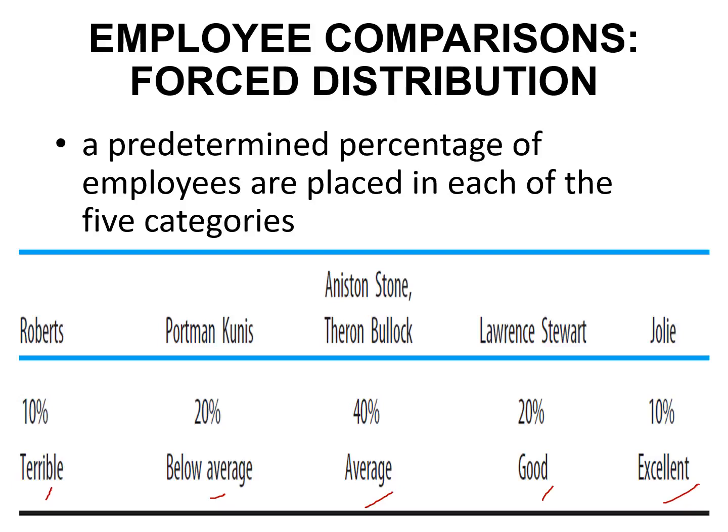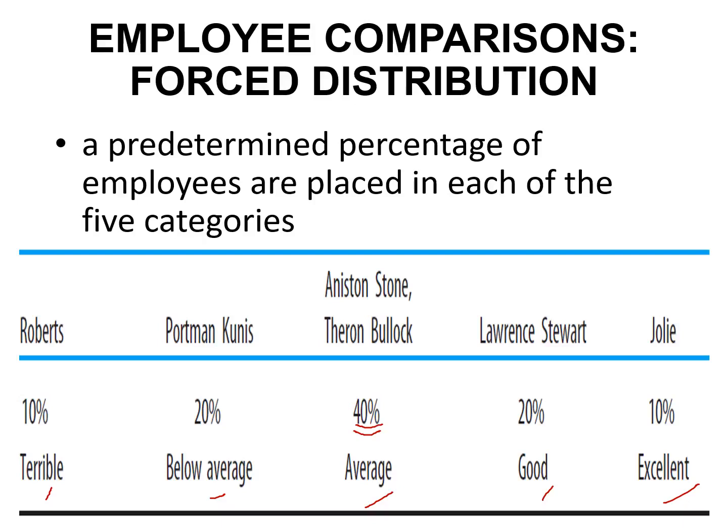So how to use this is, for example, if you have 10 employees, it means that 40% can be categorized as average. 40% of 10 is 4. So you can have 4 average employees, while you should put the rest in other categories such as good, below average, excellent, and terrible.